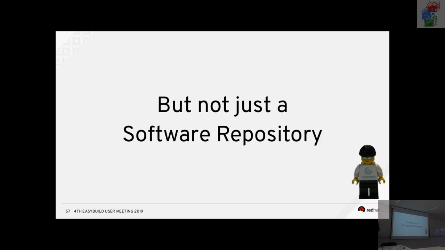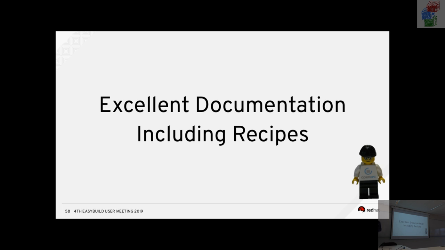But it's important to know that OpenHPC is not just a software repository. One of the mission or vision statements is that it wants to not just provide software, but also best practices. And OpenHPC comes with, in my view, excellent documentation for an open source project. This was one of the points when I first looked at it. It's really documented completely. And documentation, I mean, it's the documentation on how you would set up your cluster.